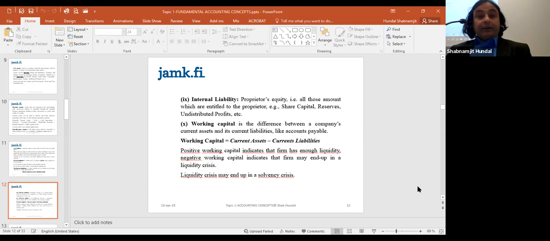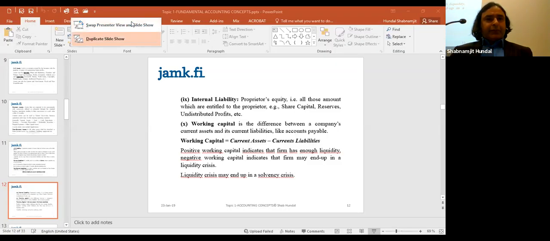So the share capital or the undistributed profits are the internal capital. The working capital is... You know what working capital is? Have you heard the word working capital before or not? Have you heard this word before?